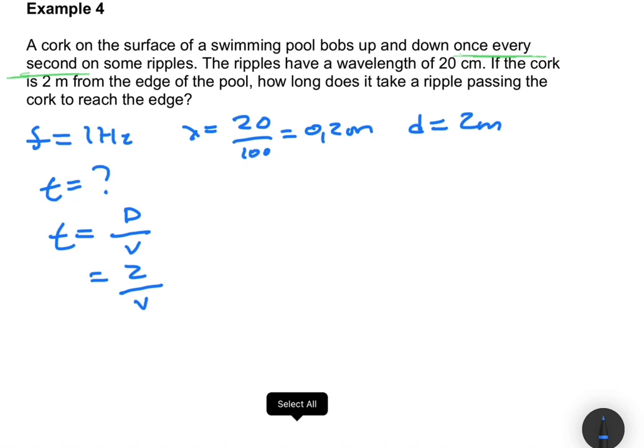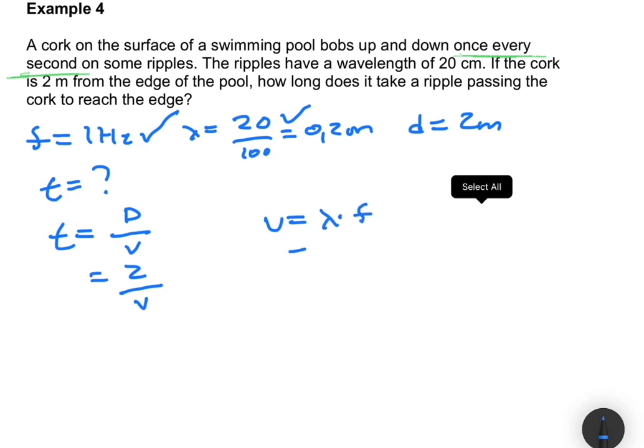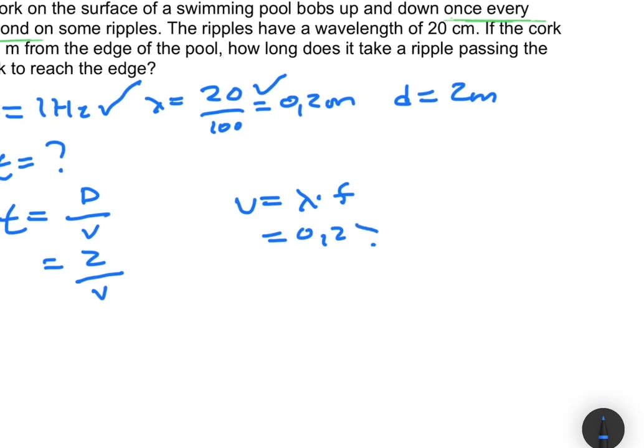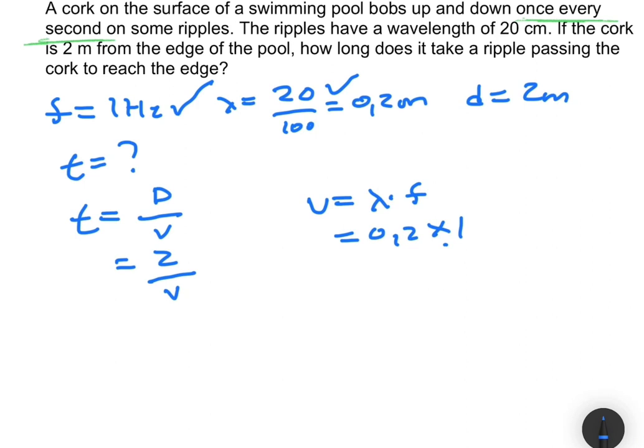So we're going to have speed being equal to, we're given the frequency and the wavelength. So which formula are we going to use here? We're going to use wavelength multiplied by frequency. So what is the wavelength? The wavelength is 0.2 meters, and the frequency is 1 hertz, right? So 0.2 multiplied by 1 is just equal to 0.2 meters per second, right?